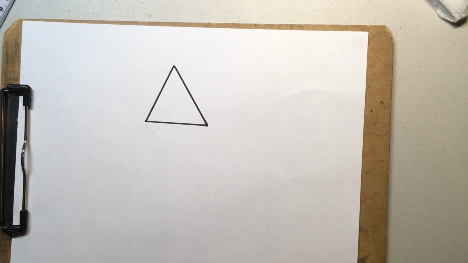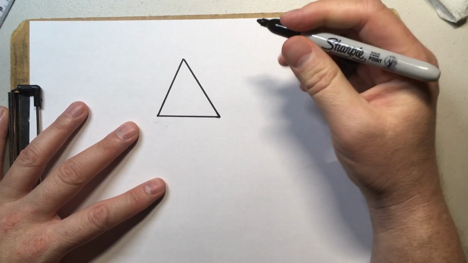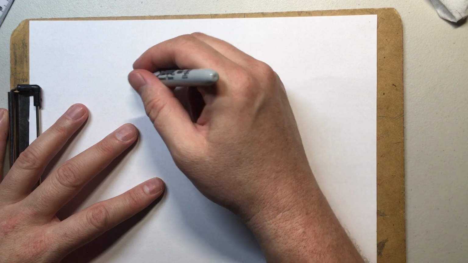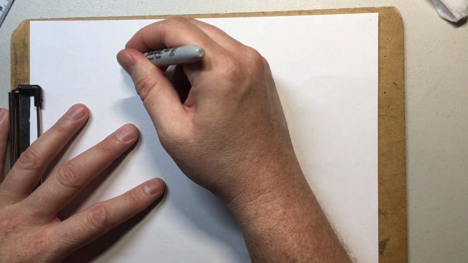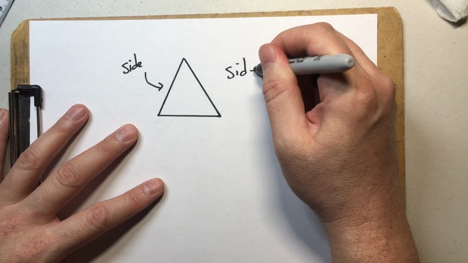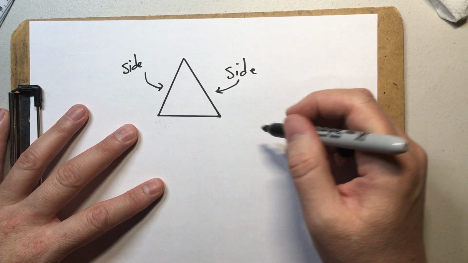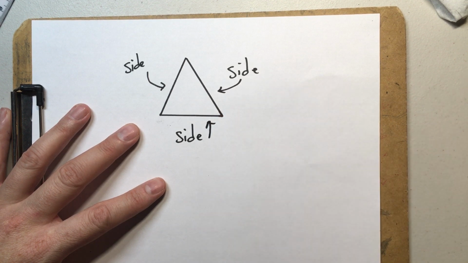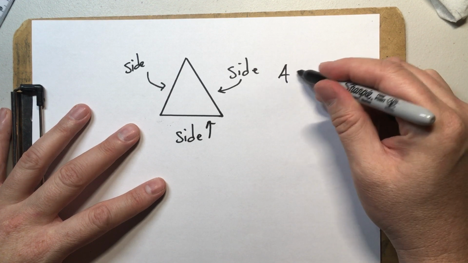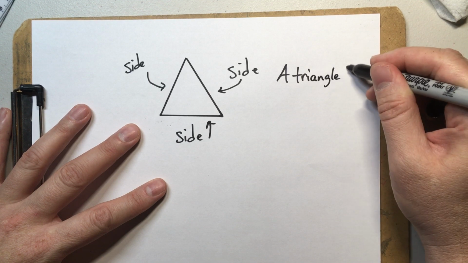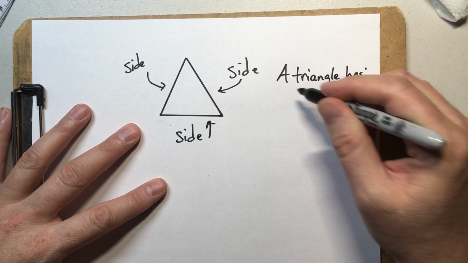Okay, so one of the things that we do in geometry is we like to code. All right, so it has 3 sides, like one side is here, side, side, and side. So there's 3 of them. So a triangle has three sides.